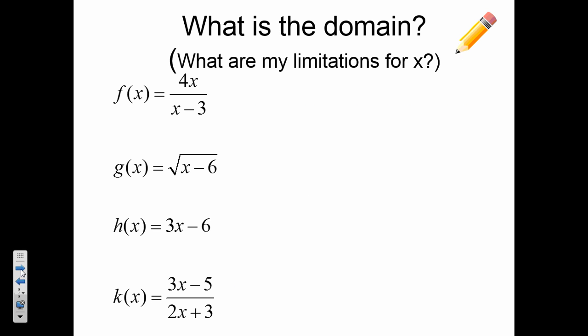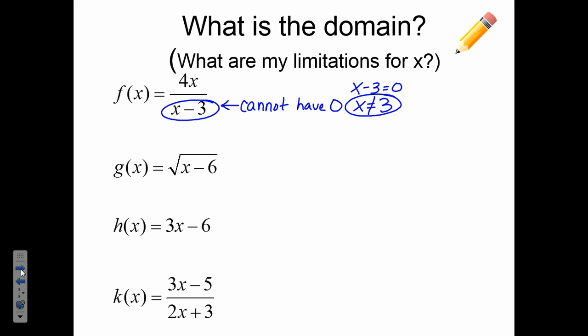Okay? So we're going to be spending some time talking about domain, appropriate limitations for x or appropriate x values. So like this last one, we have a problem. In the bottom of the fraction, we cannot have 0. So when does this turn into 0? X minus 3 turns into 0 when x equals 3. So that means I cannot have my x equal 3. Okay, if it does, I'm asking somebody to divide by 0, and we can't do that. We can't ever divide by 0. So my domain would be all real numbers except 3. I can't have 3 in that bottom of that fraction.